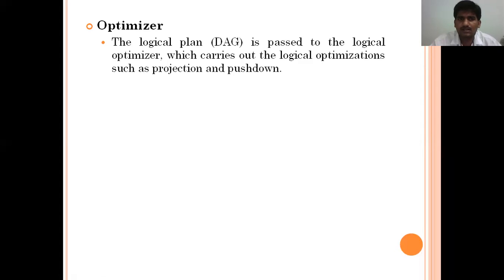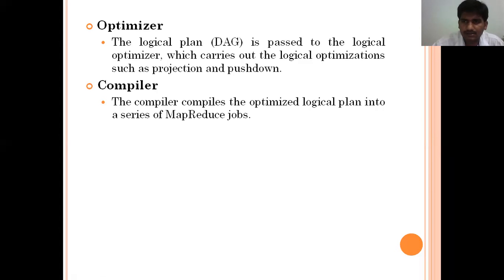So what is the optimizer? The logical plan DAG is passed to the logical optimizer, which carries out logical optimizations such as projection and pushdown, and this is how evaluation of the expression happens.